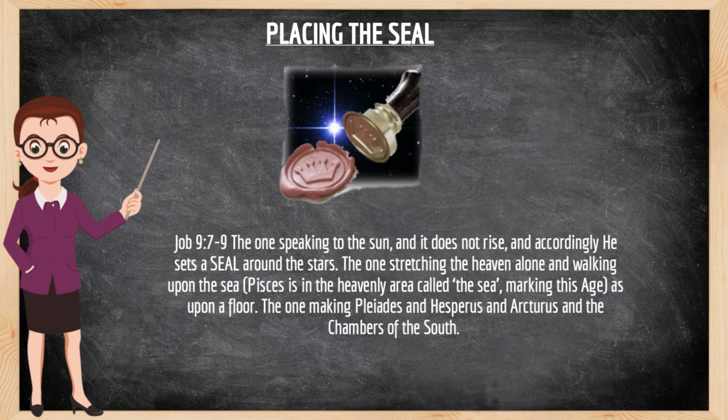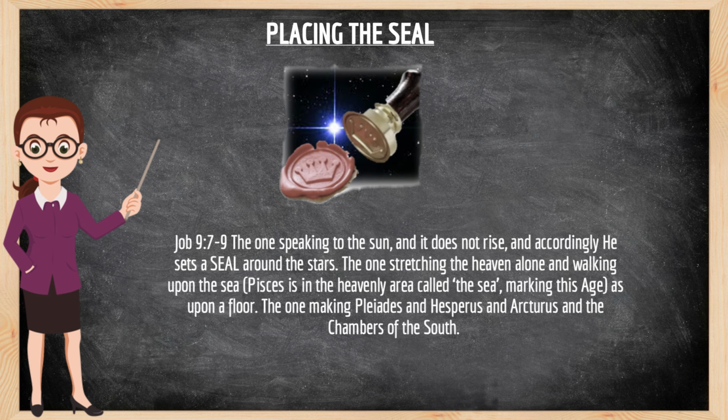Job 9, 7 through 9. The one speaking to the sun, and it does not rise, and accordingly he set a seal around the stars. The one stretching the heaven alone, and walking upon the sea. Now Pisces is in the heavenly area called the sea, which marks this age, Pisces. As upon a floor, the one making Pallades and Hesperus and Arcturus and the chambers of the south.